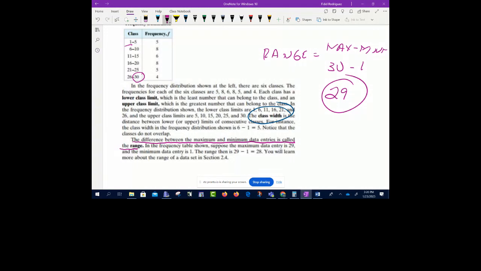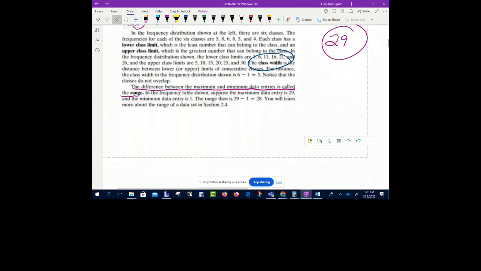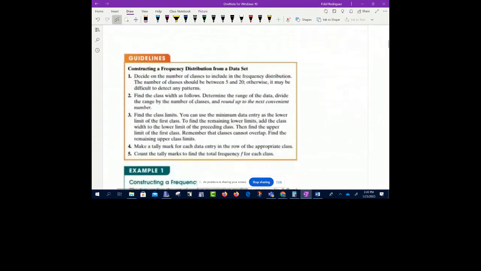Let me keep scrolling down so we can find something else. What we're going to do is construct a frequency distribution from a data set. This is where we're going to start doing a little bit of actual math, actual computations. It says, decide on the number of classes to include in the frequency distribution. The number of classes should be somewhere between 5 and 20. Otherwise, it might be difficult to detect any patterns.